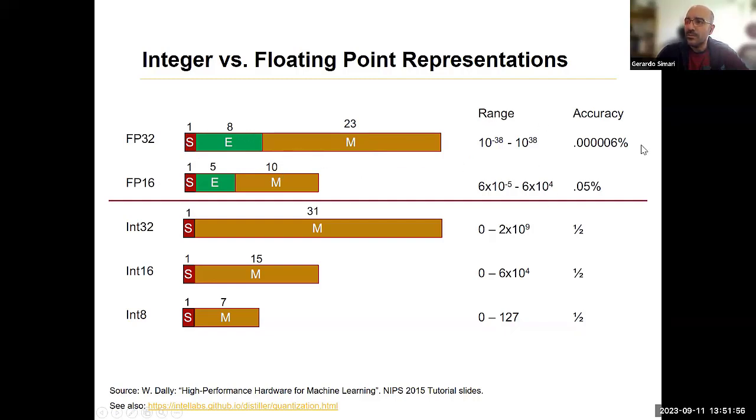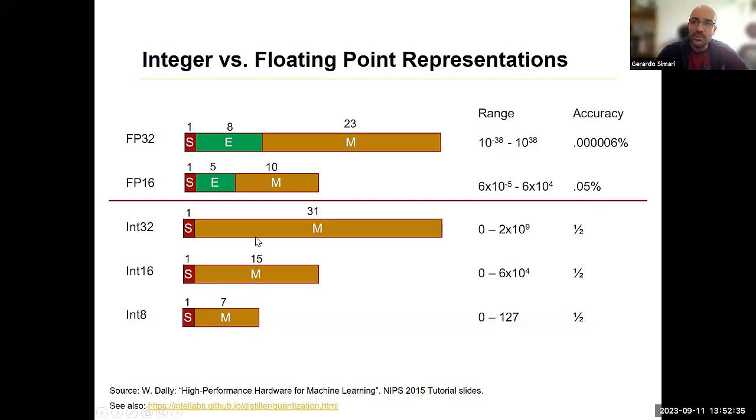What this really gives you is a really broad range. FP32 gives a really broad range, so you can represent numbers from 10 to the minus 38 to the same value but positive. And the accuracy, there's a nice graphic on this, on what this means, is very, very good. For floating point at 16 bits, it's still pretty good. You take a huge hit in the range. Accuracy is still pretty good.